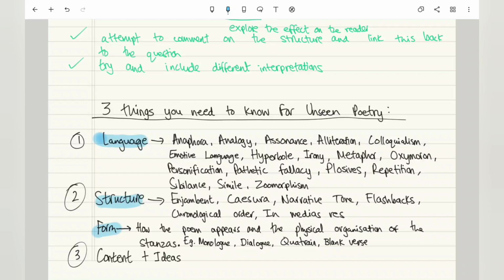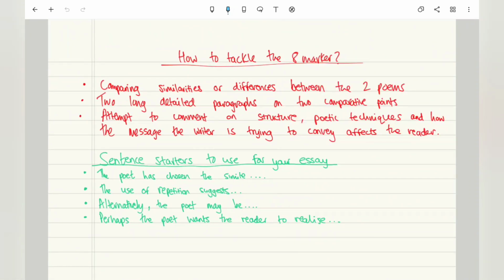And the final one is our content and ideas, number 3. So how are the ideas expressed and what is the content about exactly? So the explicit and the implicit. So what are the obvious things that are highlighted and the not so obvious things that are also highlighted? So these are the 3 things you need to remember for unseen poetry: language, structure plus form, and finally content and ideas.